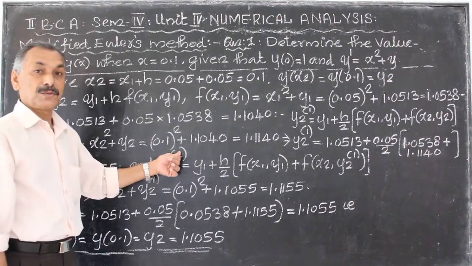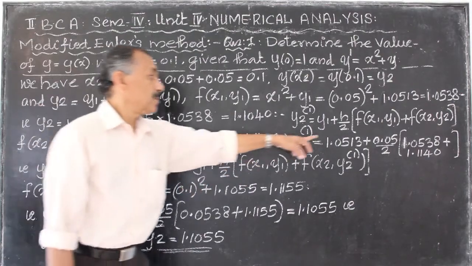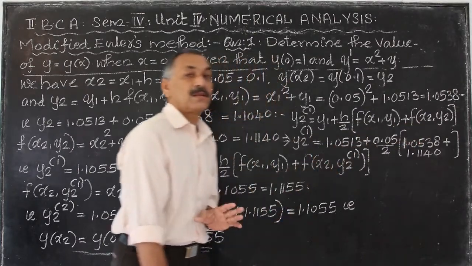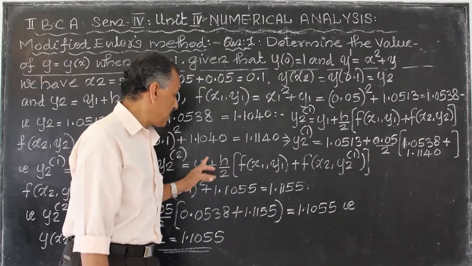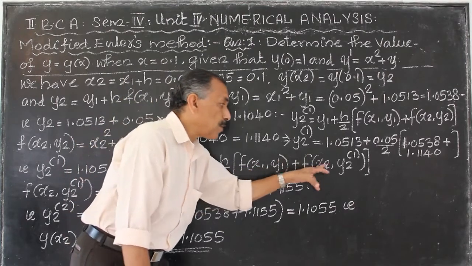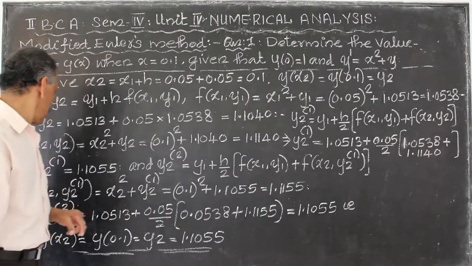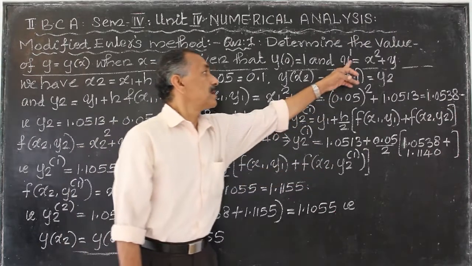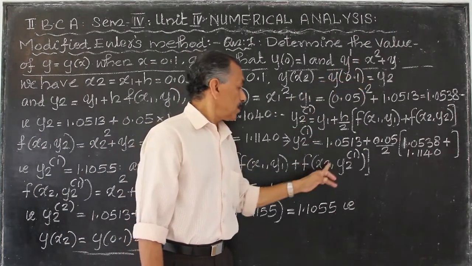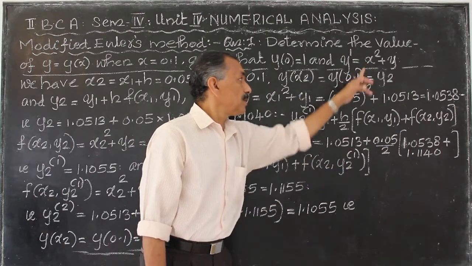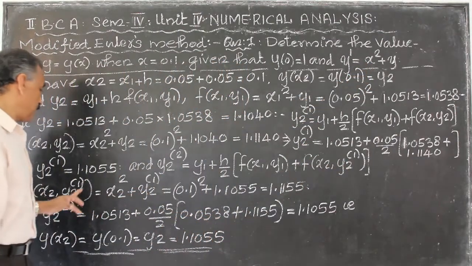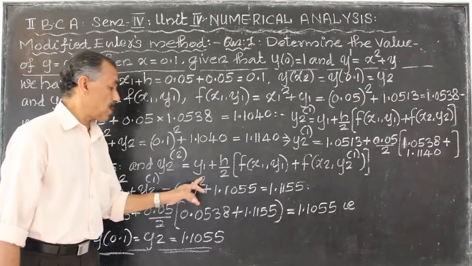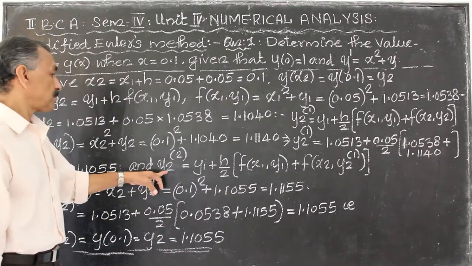Then y22 is equal to y1 plus h by 2 into f of x1 y1 plus f of x2 y21. Then f of x2 y21 is equal to, from f of x y equals x squared plus y, put x is equal to x2 and y21, that is f of x2 y21 is equal to x2 squared plus y21, x2 is 0.1, so 0.1 squared plus y21.